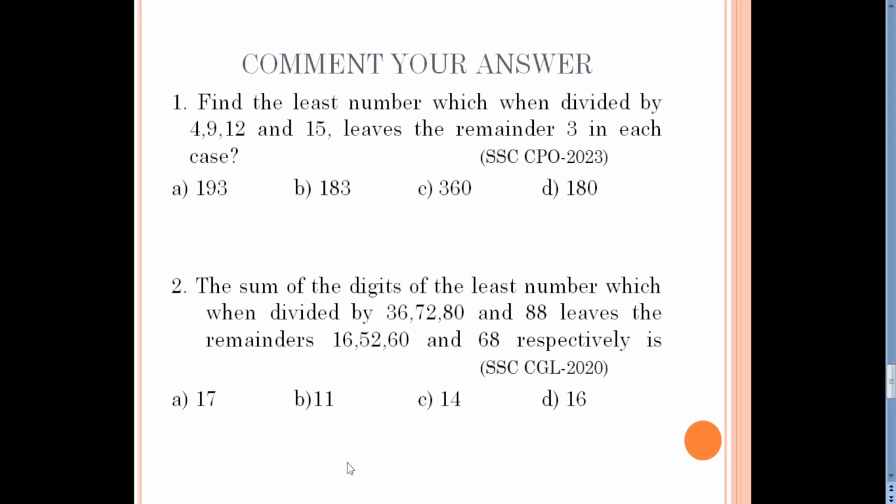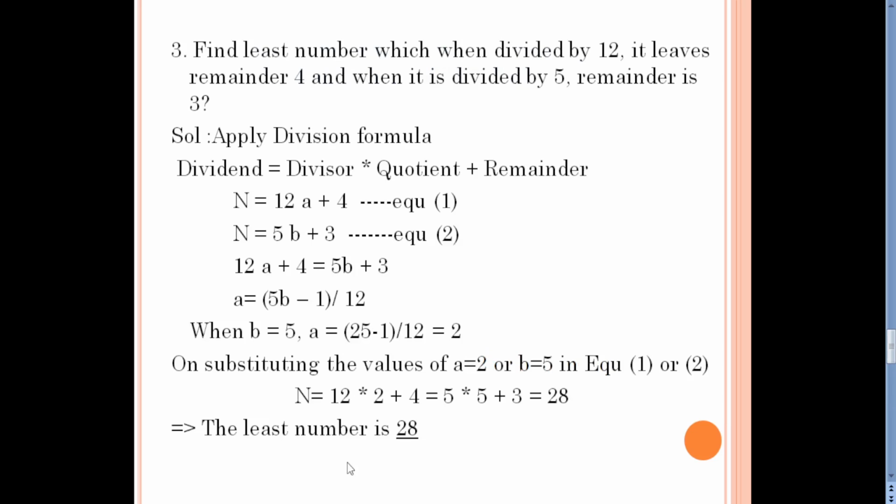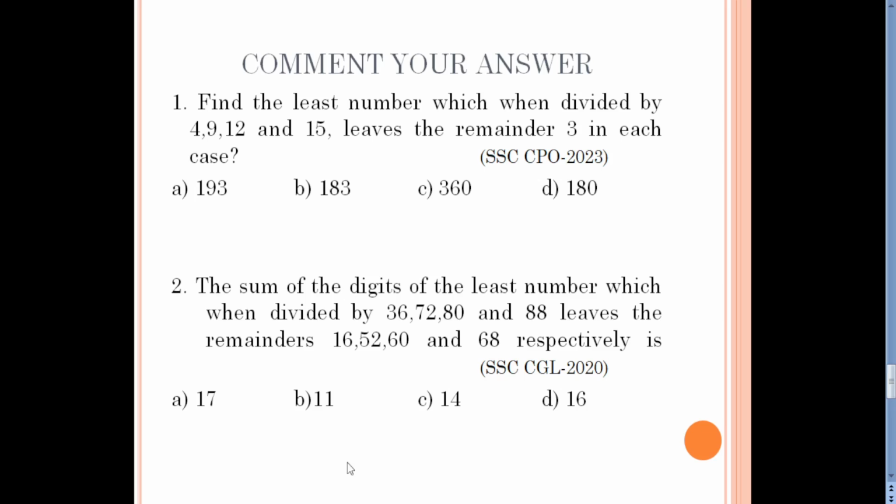Next, with this we end this approach, LCM with remainders. Here I have given two questions based on previous year question papers conducted by SSC. The first question: the least number needs to be found which, when divided by 4, 9, 12 and 15, leaves the remainder 3 in each case. That means the same remainder is given, so we need to apply the formula as discussed earlier. So what is the answer? Please write it in the comment section.